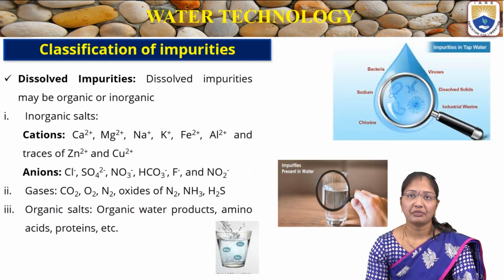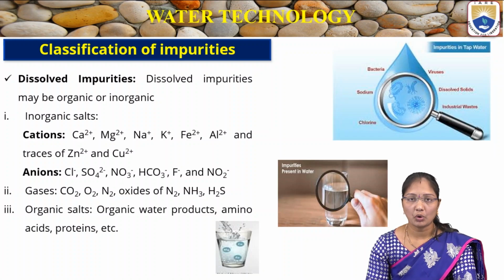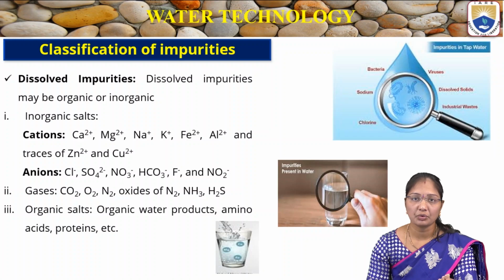So the classification of impurities: as we are saying, the contamination is going to happen even in groundwaters and surface waters.